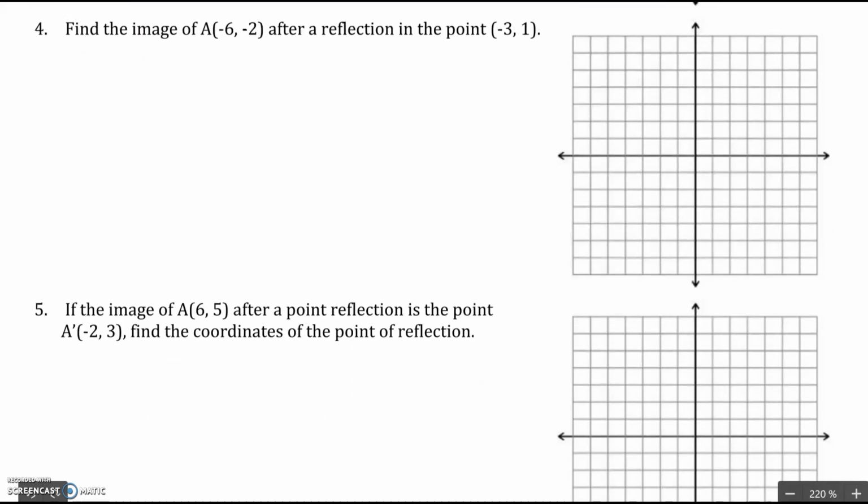We do the same thing for number 4. We have our point -6, -2, and the reflection point is -3, 1. To find A prime, we go from A up 3 and over 3, and repeat up 3 and over 3, and that will be A prime. Notice that the reflection point is the midpoint of the segment, the imaginary one between A and A prime. And A prime is 0, 4.